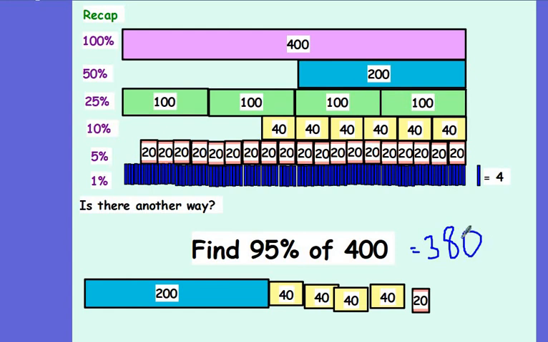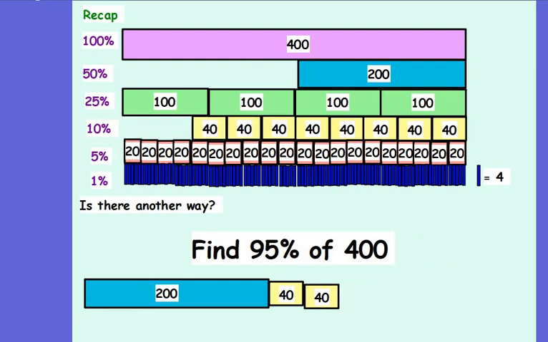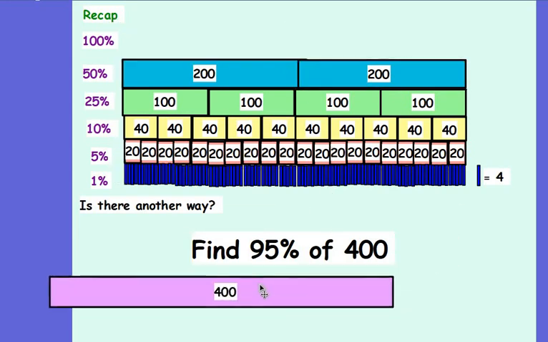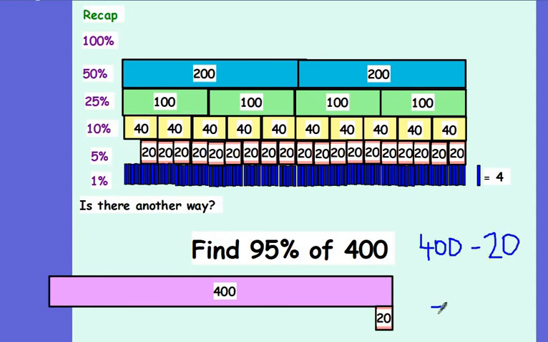But there's another way I could have done it. Let's find out. Alternatively, I could have taken my 100%, which was 400, and subtracted one of my 5%. This would give me 400, take away 20, which would also give me 380. And you might argue that was a little bit quicker.